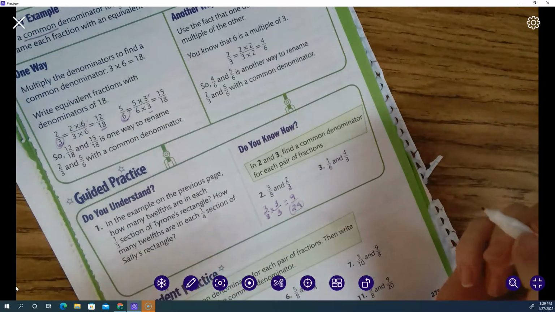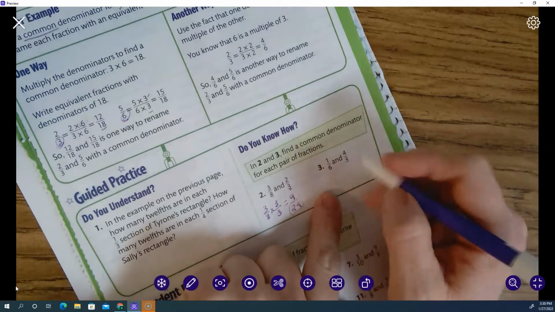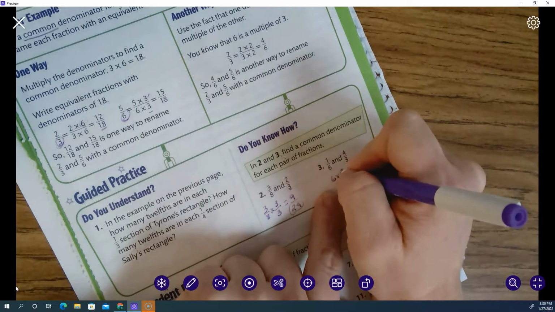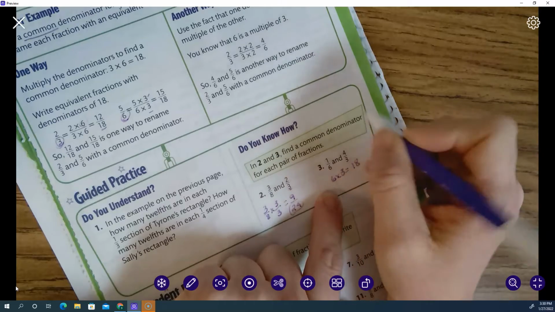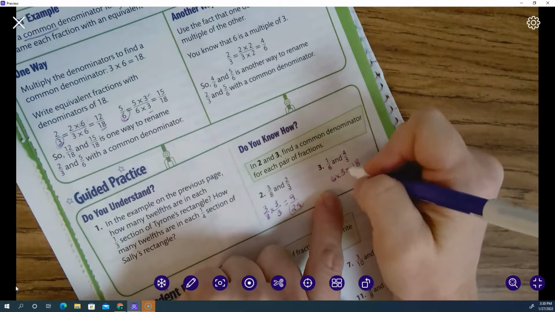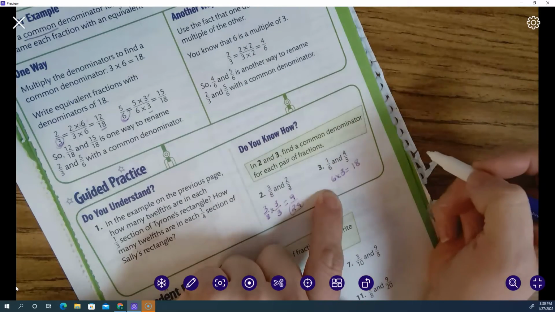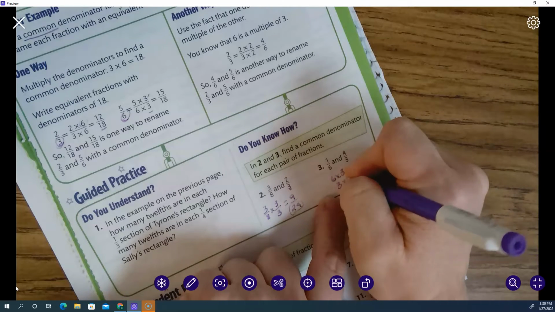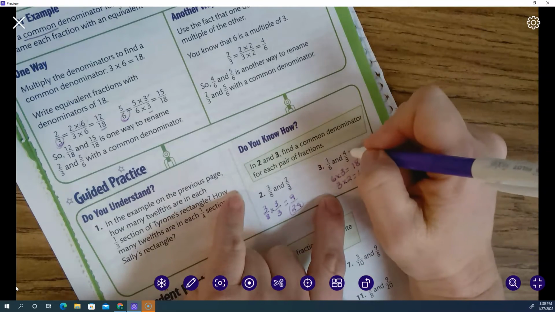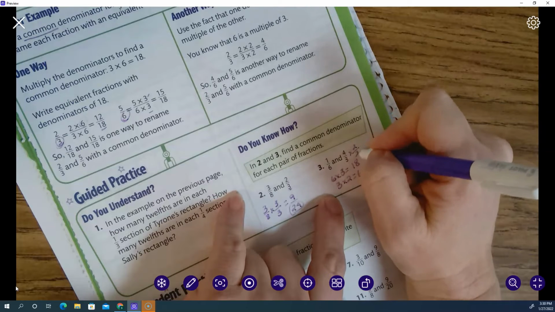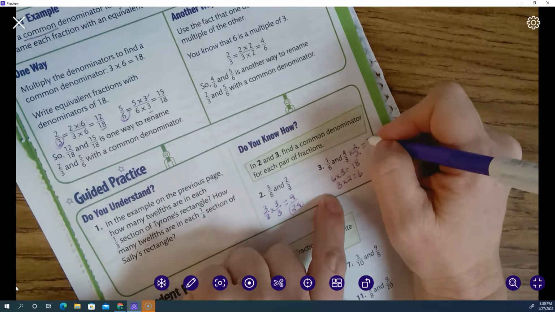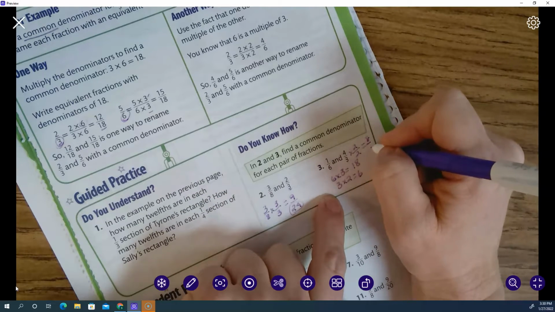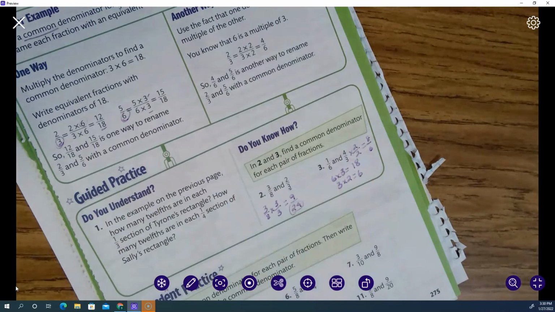I'm going to show you the two ways. The first one would be just to multiply 6 times 3, and that was 18, like what we did earlier. The other way is to recognize that 3 goes into 6, so 6 is a common denominator. 3 times 2, right? So then over here, all we would have to do is multiply the top and the bottom times 2, and we would get 8/6. All right.